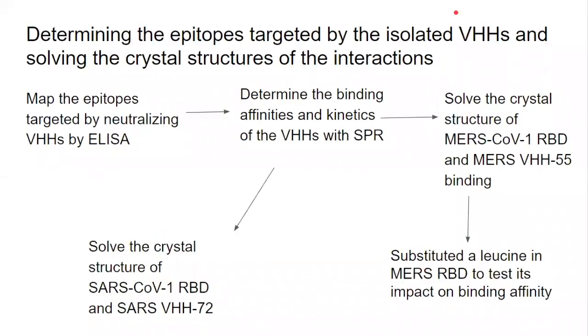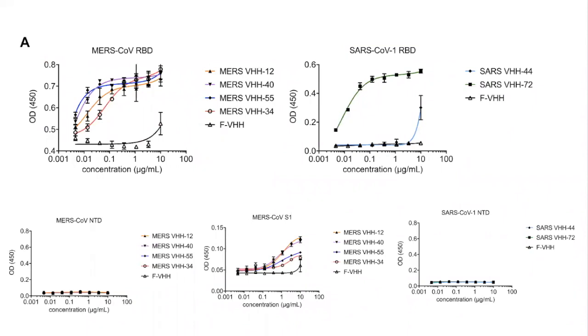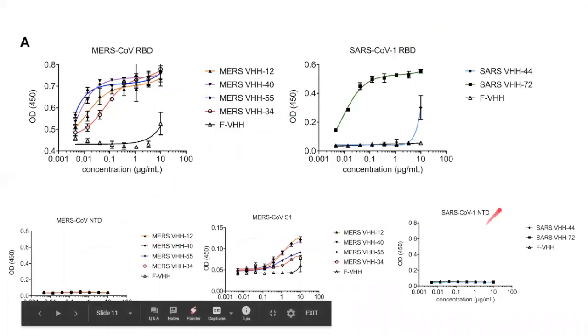Once the antibodies were isolated, the second part of the experiment was to map epitopes and determine the crystal structures of the interactions. This slide is an overview of the different steps they took to accomplish that. The first step was to map the epitopes targeted by the VHHs. MERS S1 RBD and N-terminal domains, as well as SARS1 RBD and NTDs, were tested with their respective VHHs using ELISA. The graphs show that all MERS VHHs bound to MERS S1 and RBD in a concentration-dependent manner. SARS VHH72 strongly bound to the RBD. Neither MERS nor SARS VHH bound to NTD, as can be seen in the bottom left and right-hand graphs.